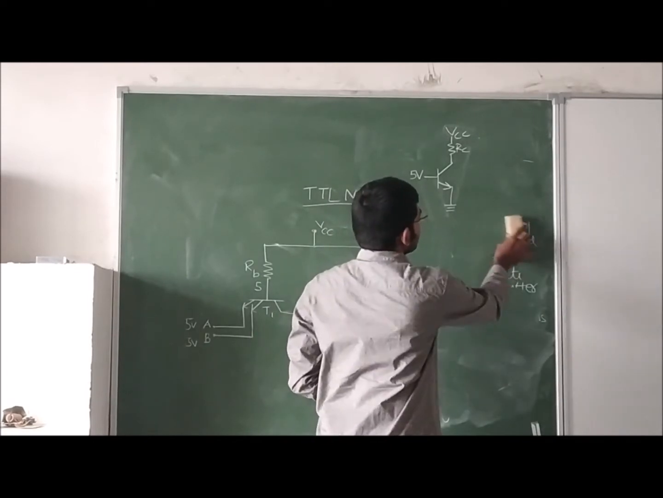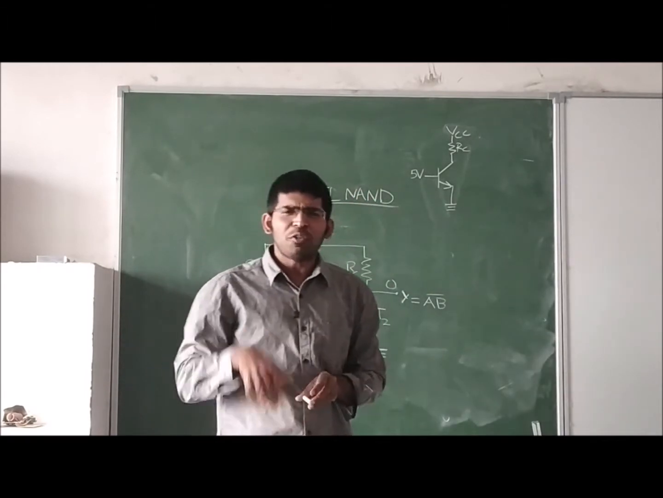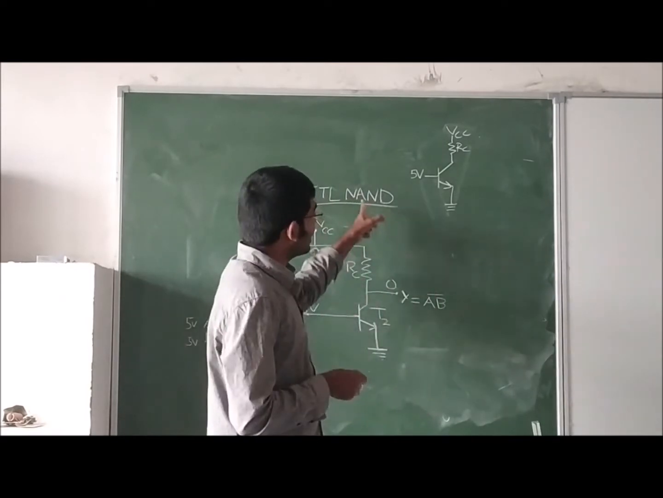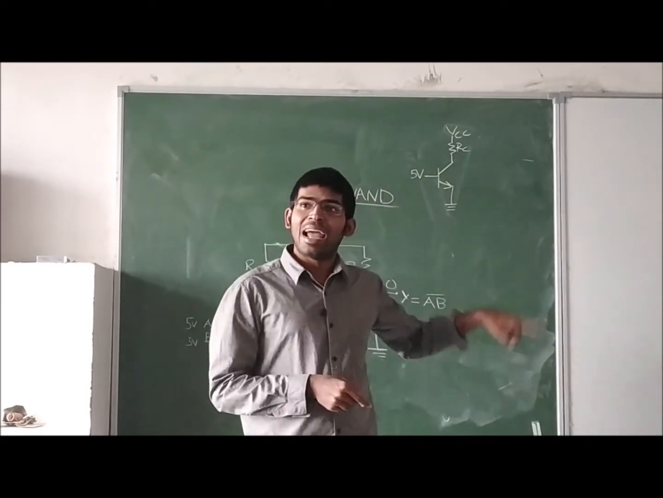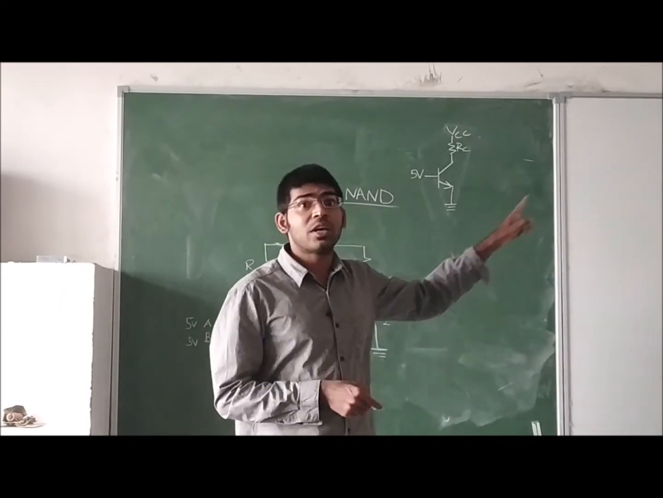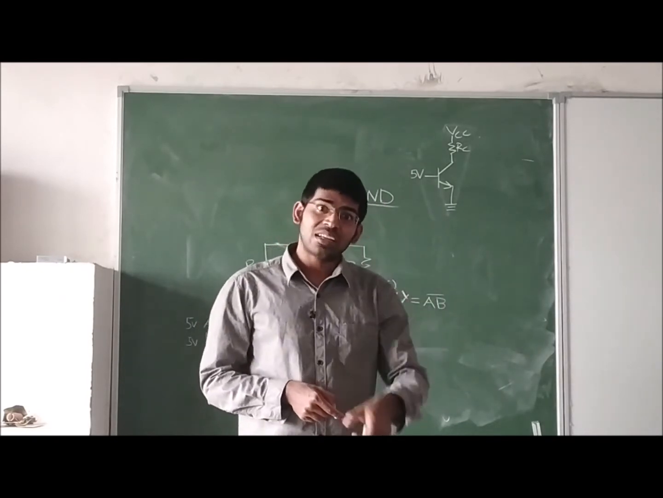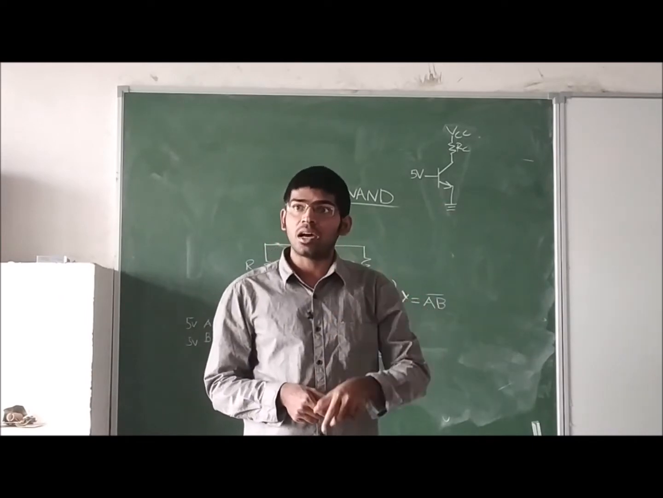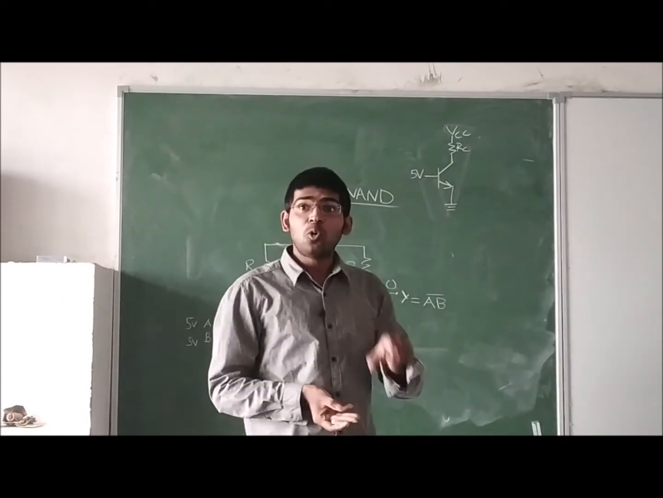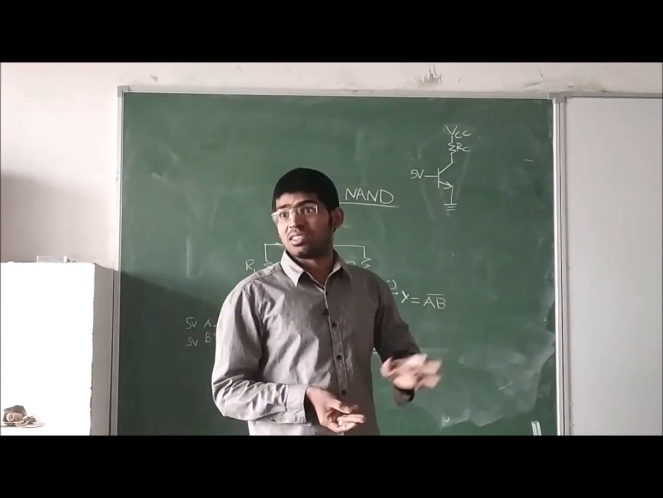Now we will learn some basic circuit, the NAND gate. Why are we learning NAND gate? Why are we not starting with AND gate or OR gate? Because if you learn this universal gate, by using this NAND gate you can construct AND, OR, XOR and NOR. That's why if you learn NAND, you can construct any gate. So we are learning how to fabricate this NAND by using the TTL technology.